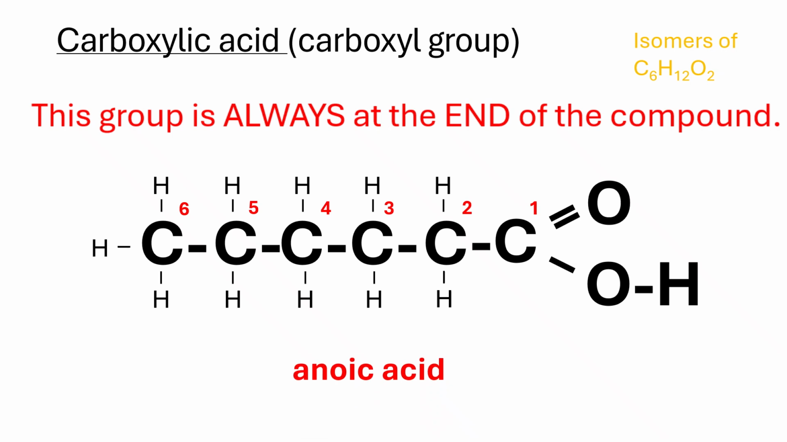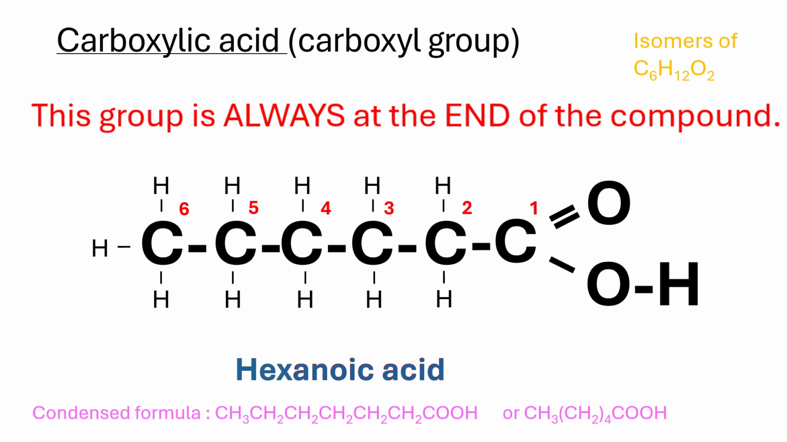C6H12O2, and the suffix ends with -anoic acid, so anoic acid, and having 6 carbons in the main chain, the longest chain that contains the functional group, we bring the prefix hex. So that's pretty straightforward. So the condensed formula could be read from the left to right.